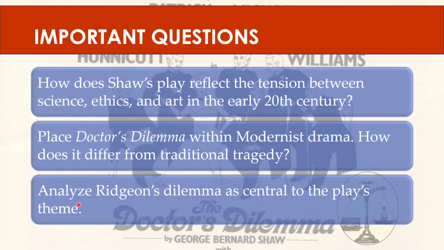Next, we have analyze Ridgeon's dilemma as central to the play's theme. Now, this is also very important. The central character, Dr. Colenso Ridgeon or Sir Colenso Ridgeon, and the dilemma he is facing. How is it a central point? How the play progresses because of this dilemma is what this question is about.